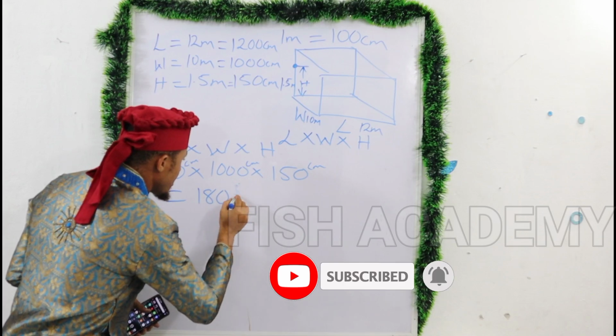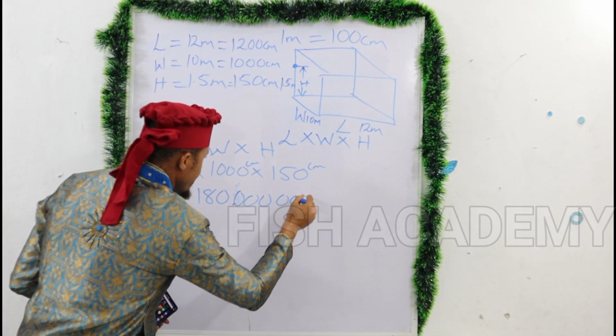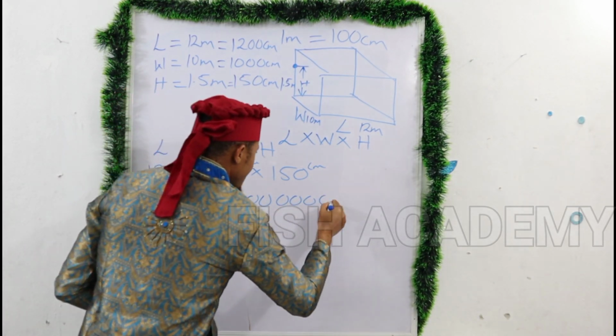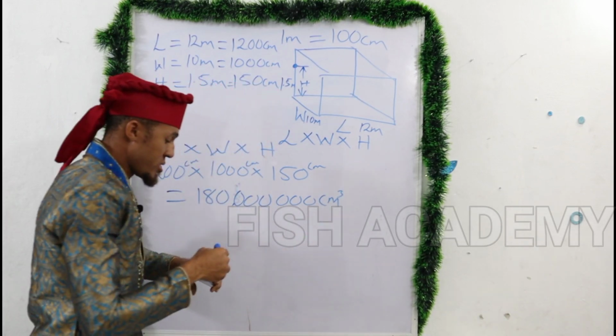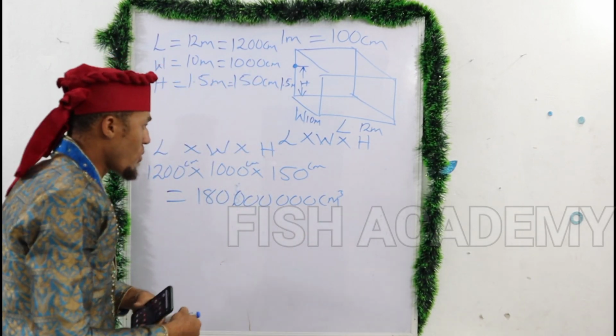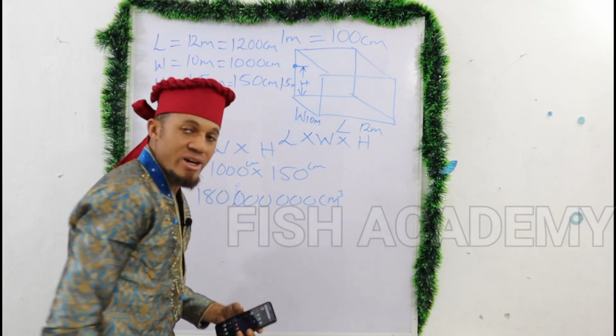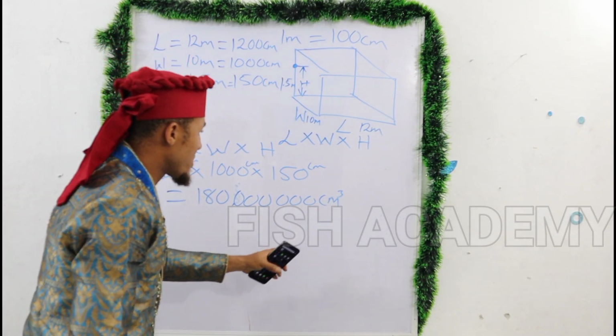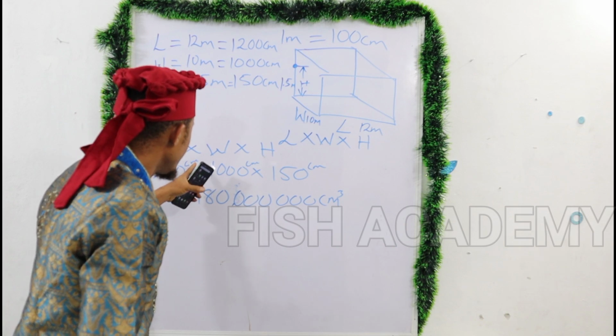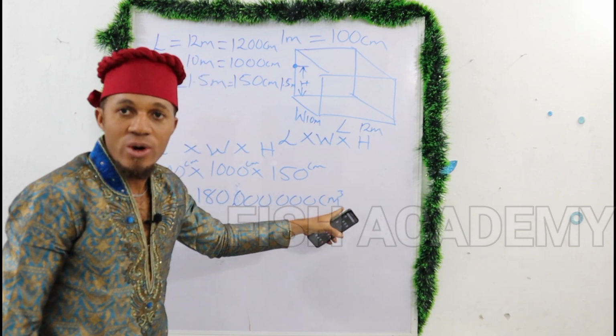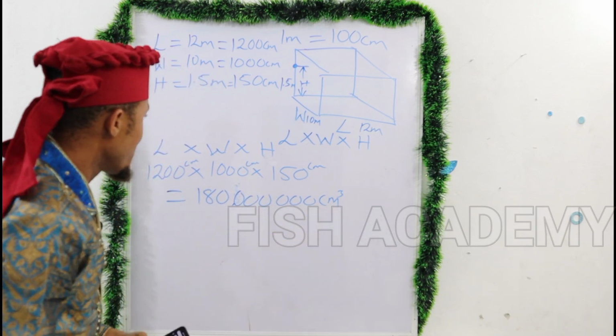So we have 180 million, 180,000,000 centimeter cube. Why do you now have centimeter cube? It is because you multiplied this, this and this. That's why you have this centimeter cube.